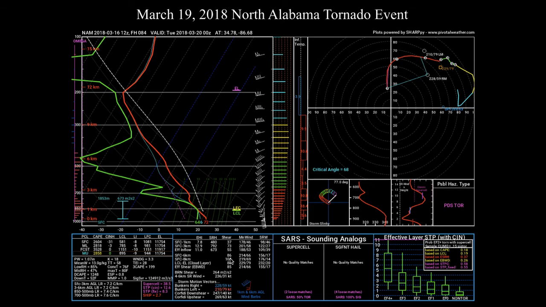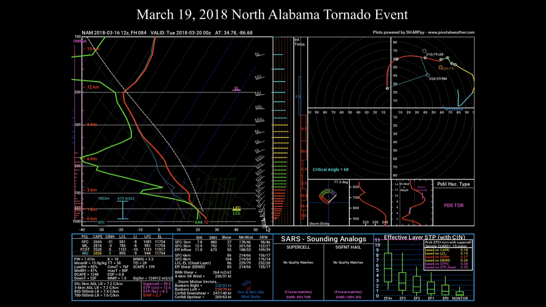Deep layer shear: 86 knots. That's more than twice the threshold that we outlined in the ILLICIT criteria that we gave. And instability, definitely a lot of it, 2,000 to 3,000 joules per kilogram of CAPE. That will definitely support supercell storm modes.